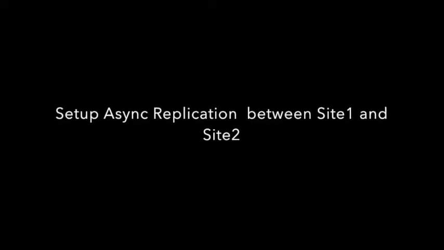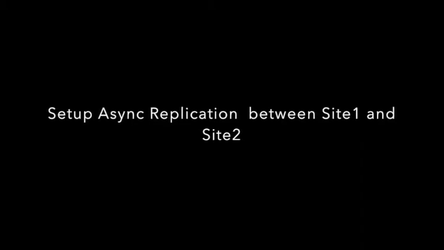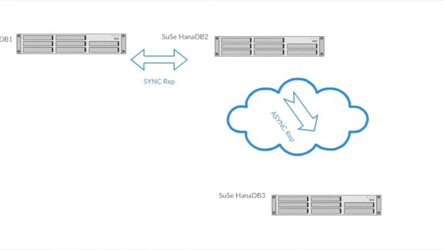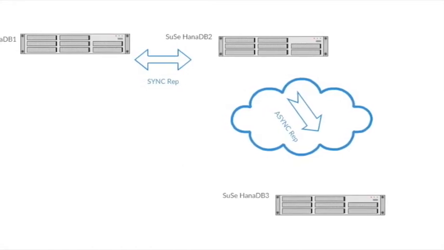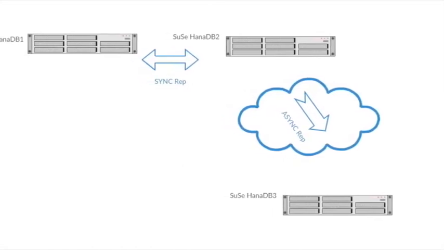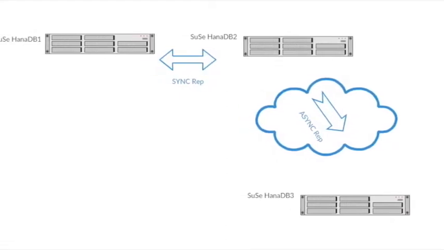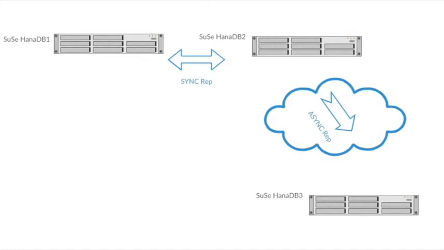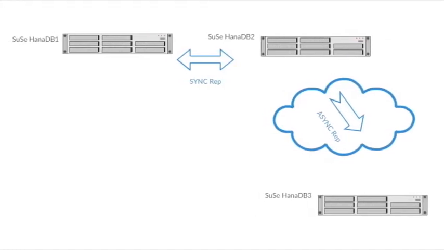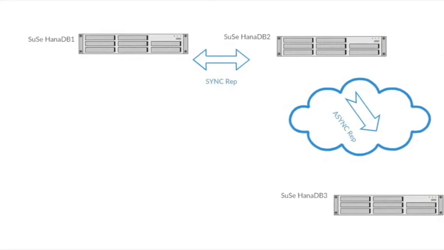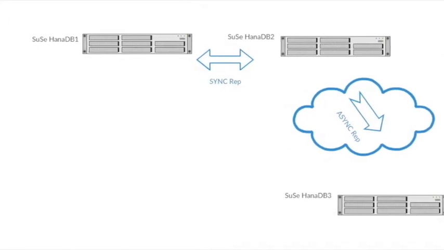Okay, let's do the third tier. Be careful about checking this picture because DB1 and DB2 are on the same site, and I call them site1 node1 and site1 node2, and the third node I call site2 because this is a real example. For example, 2 boxes are in Istanbul and the last one is in Ankara.